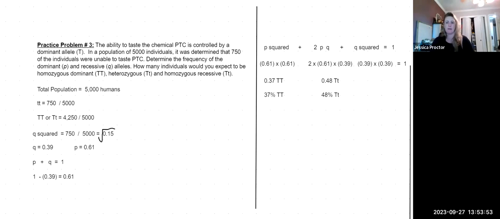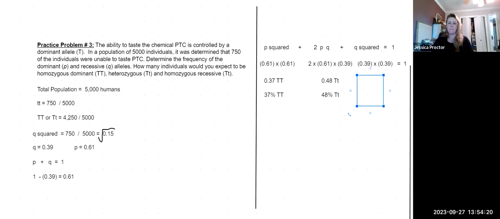All right, then last part of the equation. So in your calculators, pulling up your cell phone calculators again, or whatever calculator you're using, 0.39 multiplied by 0.39. And then we're going to round that to 2 decimals. Excellent, Joseph. Excellent, Francisco. Okay, so 0.15, that's the frequency for homozygous recessive, or 15%.